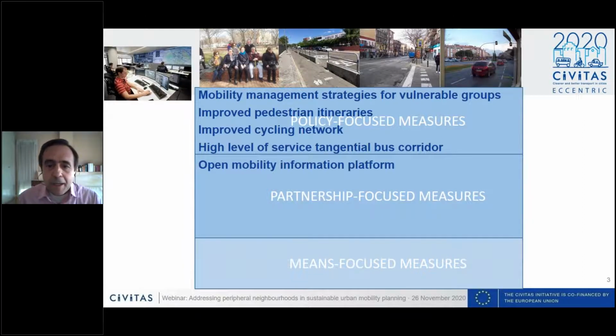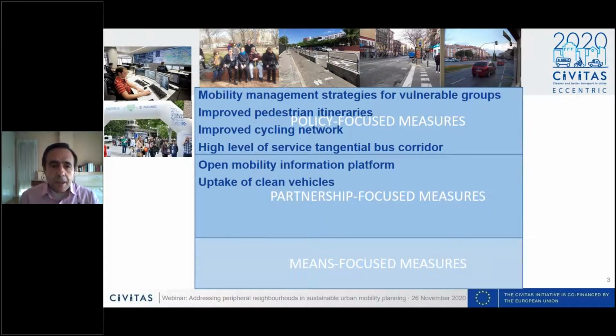So, coming to partnership-focused measures, in which, as I said, the municipality or eventually the regional government had to work with the private sector to actually develop the new concept. We put in place an open mobility information platform so that any developer of an application can get access to real-time information from the public transport system and also from other associated transport services like parking or car sharing or whatever.